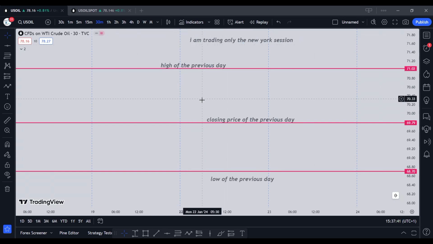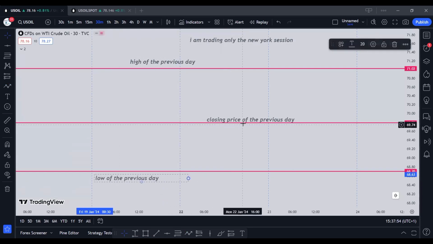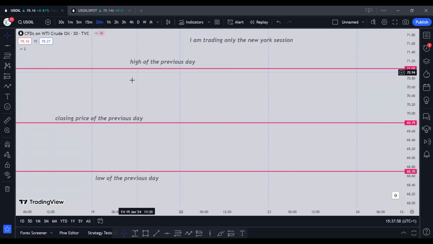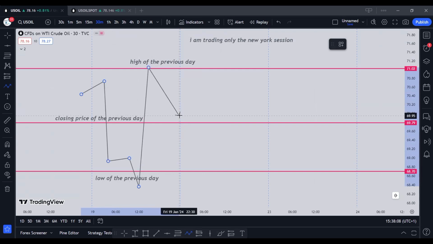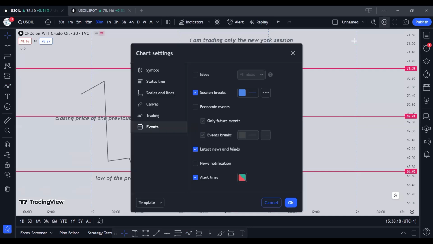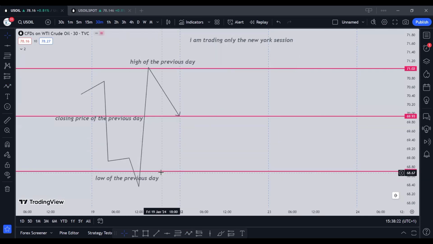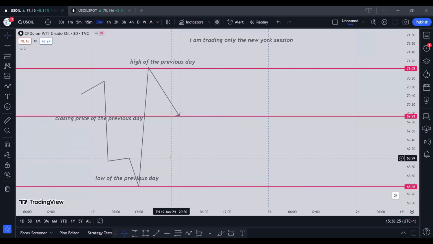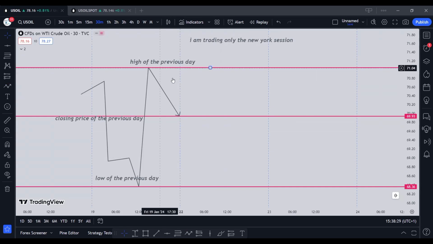Let me just explain high of the previous day first. What is high of the previous day? It is just the highest point the market reached. You can see this is the highest point the market reached yesterday, and this is where the market closed yesterday. That's why I told you to use these lines, so you can know the closing price. Low of the previous day is the lowest point the market reached, and that is the highest point the market reached.